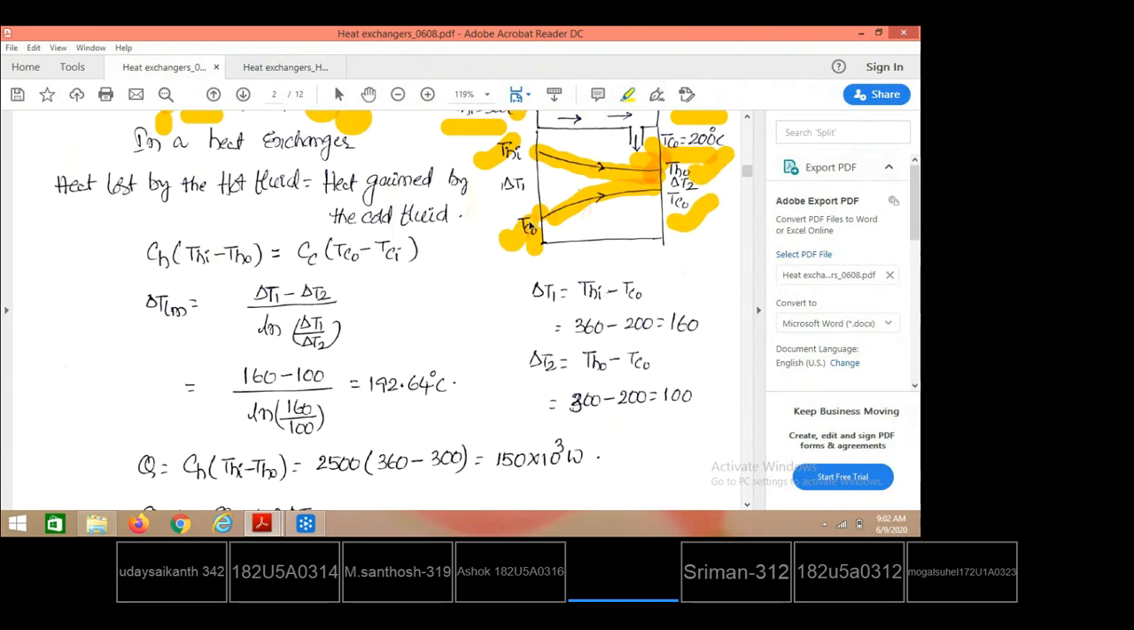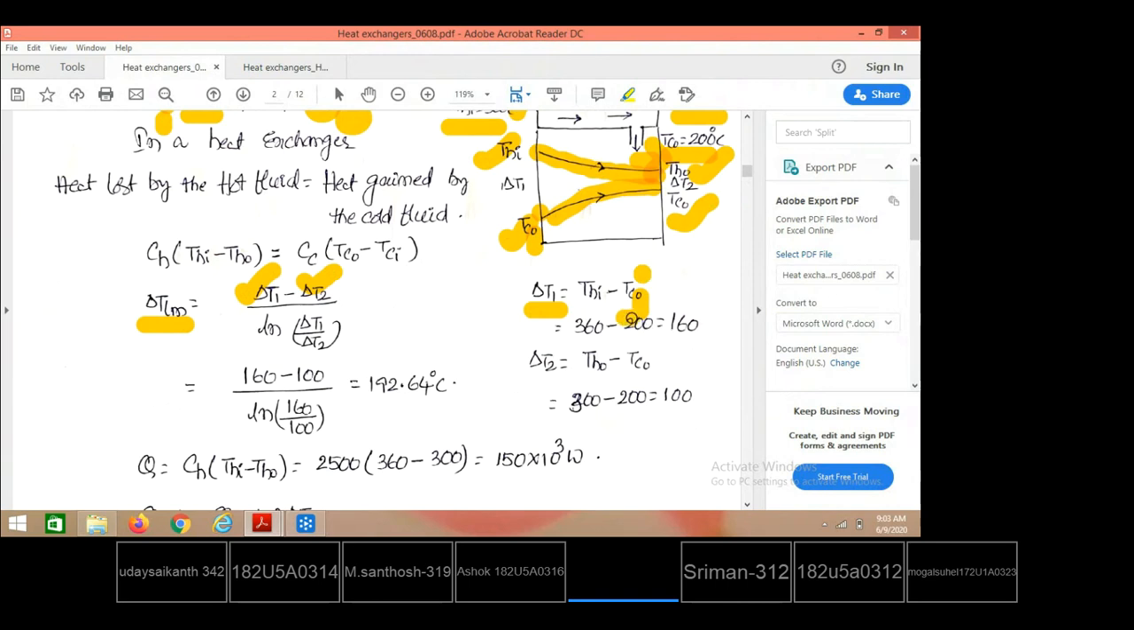When all terminal temperatures are known, then delta TLM, that is the logarithmic mean temperature difference, is obtained from delta T1 and delta T2. That means the temperature difference between hot and cold fluid at the inlet, and the temperature difference between hot and cold fluid at the exit. This is delta T1, this is delta T2. Delta T1 is THI minus TCI.